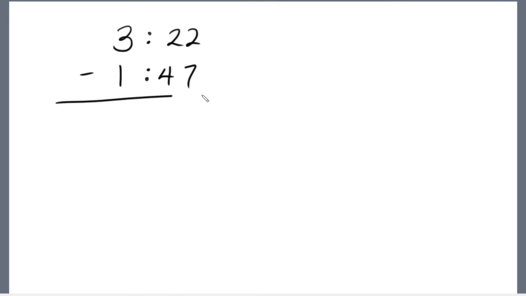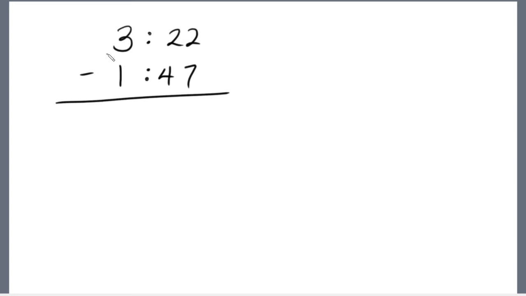Let's try one more example. Let's say we have 3 hours and 22 minutes. Take away 1 hour and 47 minutes. Right off the bat, we already noticed that we can't actually do 2 minus 7, nor can we do 2 minus 4. So what we're going to do is regroup.